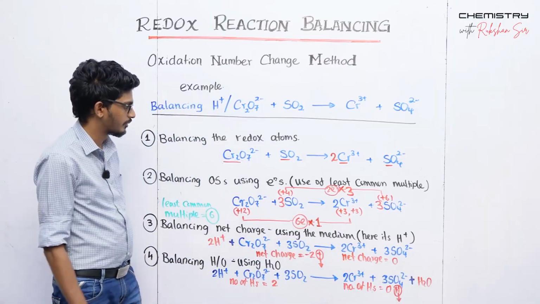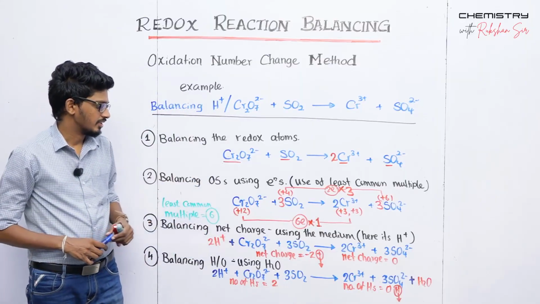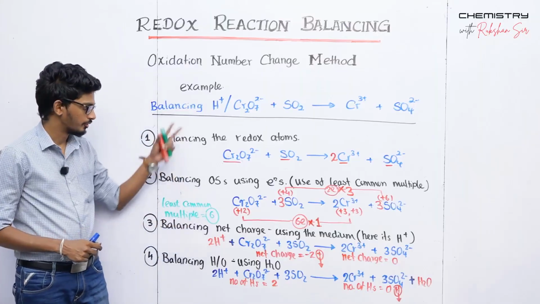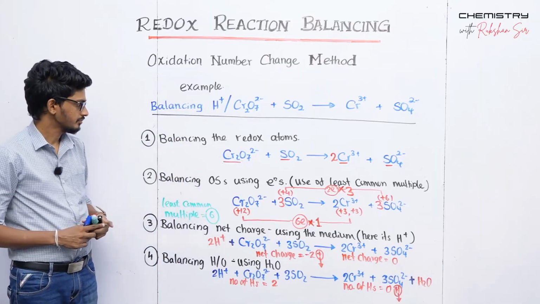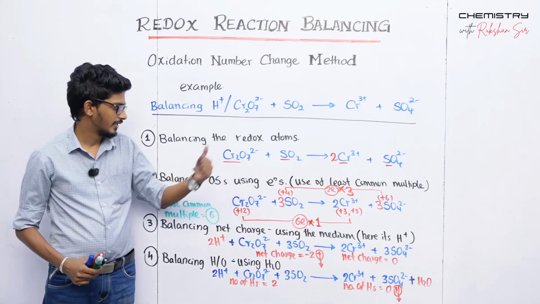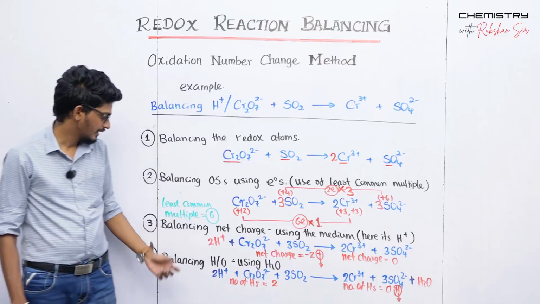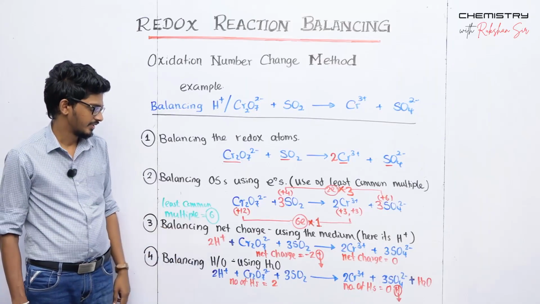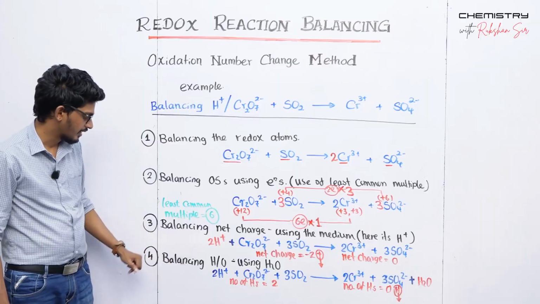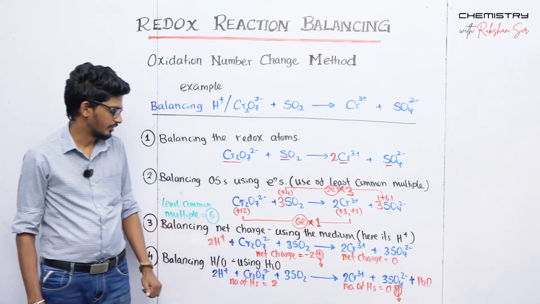So this is how you are supposed to balance the ionic equation with the use of half reaction balancing technique, right? So these are the 4 steps you should follow. Balancing redox system first of all, then balancing the oxidation state using the electrons, or one can say using the least common multiple, then balancing net charge, right, using the medium, and finally balancing the hydrogens or the oxygens. For that we use water molecules, right?